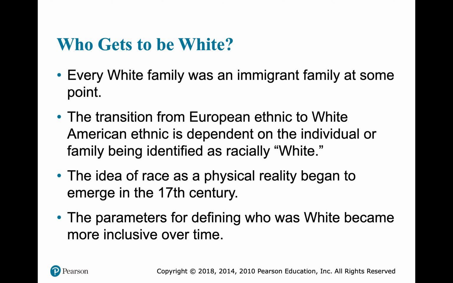And the idea of race as a physical reality began to emerge in the 17th century. So parameters for identifying who was white became more inclusive over time. Effective assimilation strategies for immigrants, including speaking English, adopting American names, receiving an American education, and maybe marrying into a white family. The dominant culture expanded to include other English-speaking or Western and Northern European ethnicities, so like German, French, Scottish, Irish.